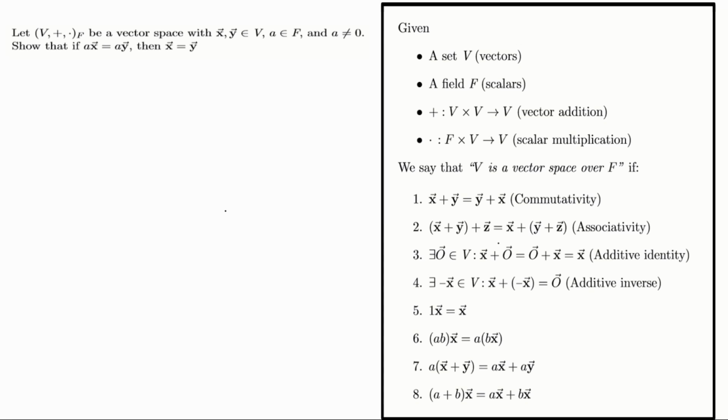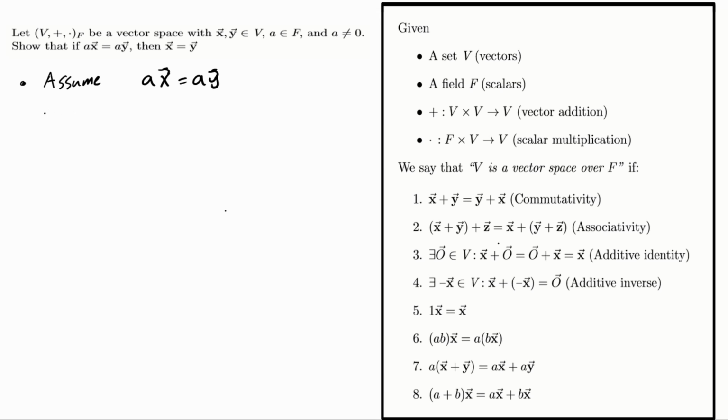Similar to what we just proved, let's show that if ax equals ay and a is not equal to 0, then x equals y. Meaning that with vector algebra, I'm allowed to cancel scalars on either side of an equality. So if x and y are vectors, and a is a scalar, and it's not 0, let's show that if a times x equals a times y, then x equals y. So again, we have an if-then statement. Let's assume the if part.